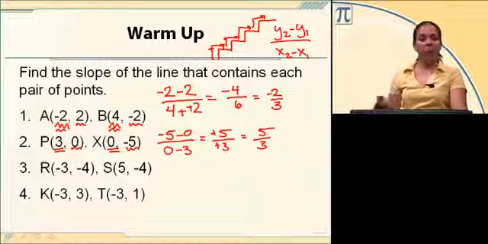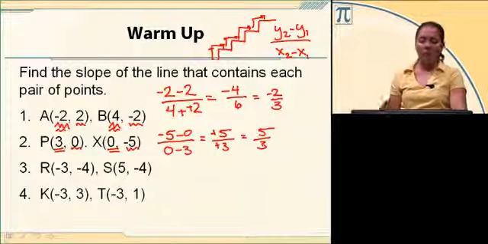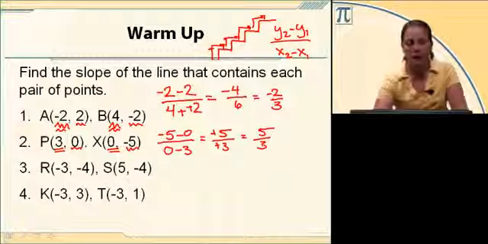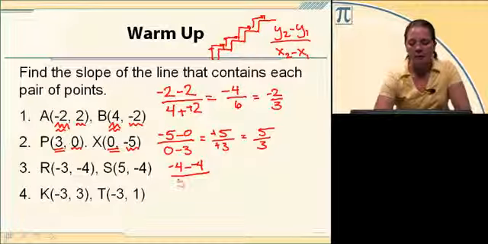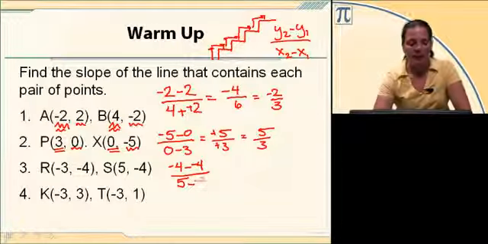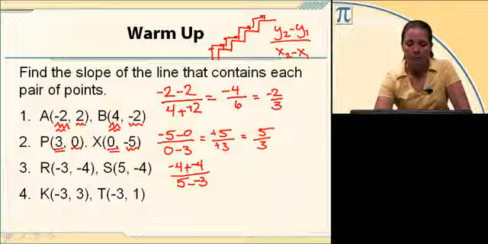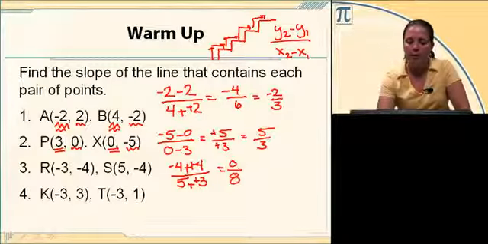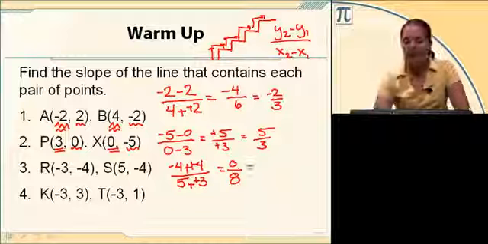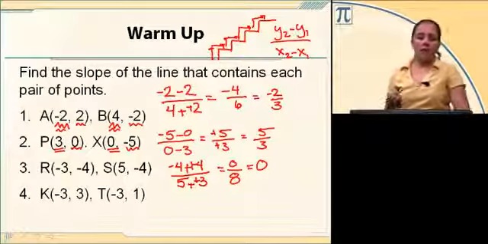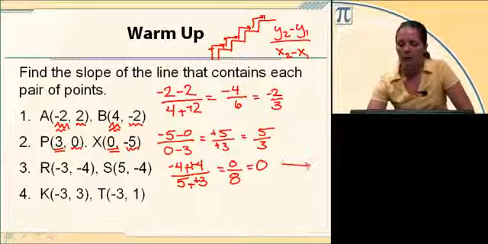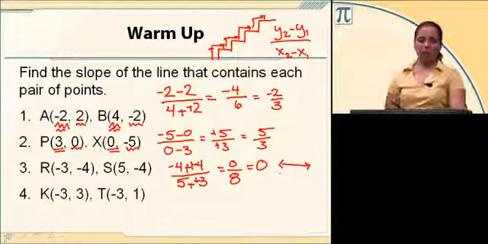Number 3, once again, change in y's, -4 minus -4, over the change in x's, which is 5 minus -3. This gives me 0 over 8. Well, 0 over anything is 0, so the slope is 0. Lines that have a slope of 0 are horizontal lines, so this tells me it's a horizontal line.